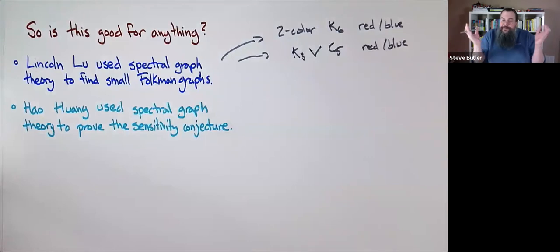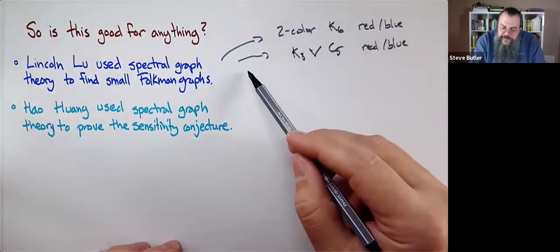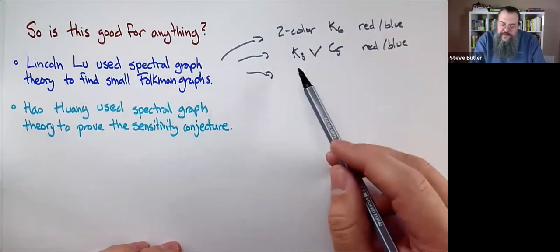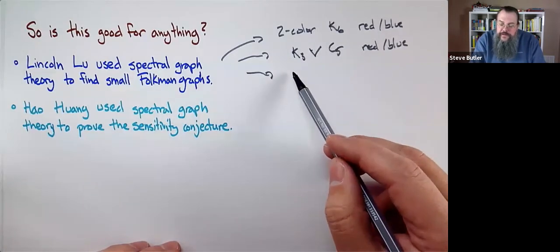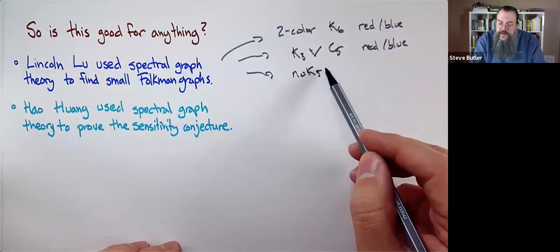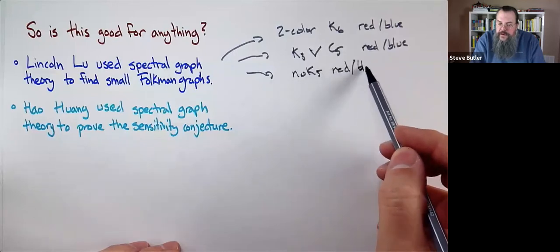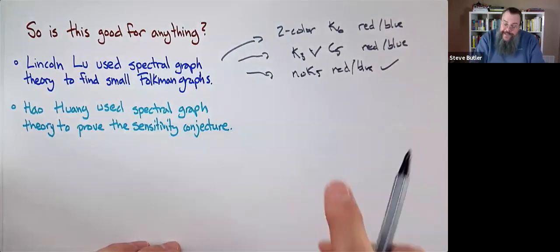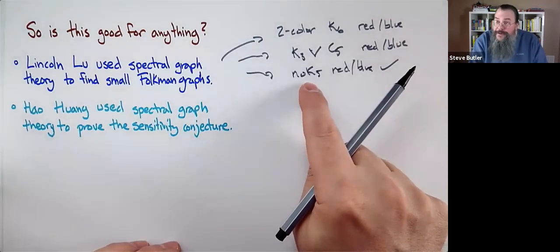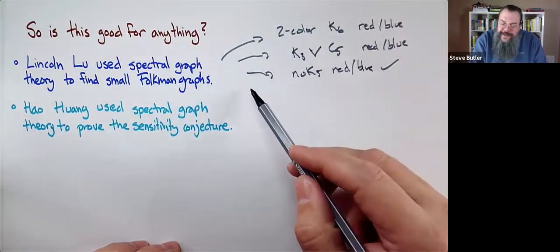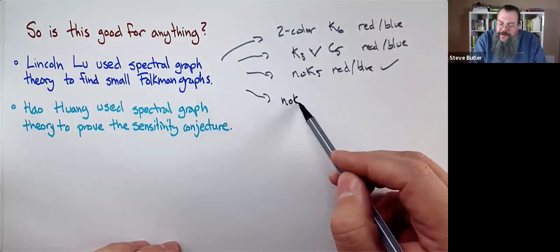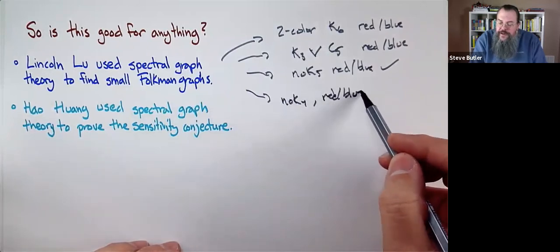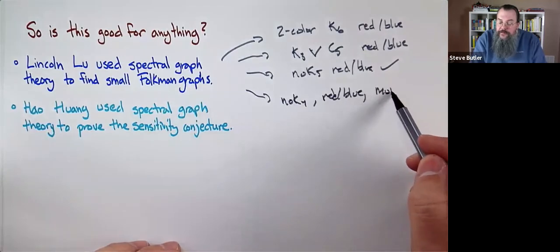All right, can you get away without a K5? And the answer is yes. I think there's a graph on 17 vertices. I don't know it off the top of my head. You can have no K5, red, blue, and lo and behold, everything's good. Now, that graph that I mentioned has a K4. Is it possible to have no K4, two-color, red, blue, and still force a monochromatic triangle?